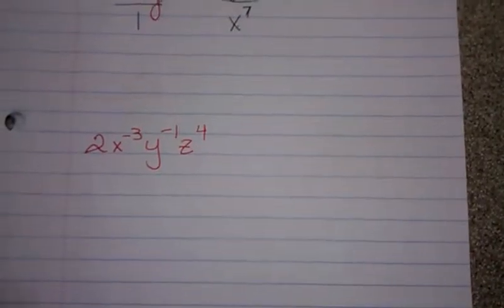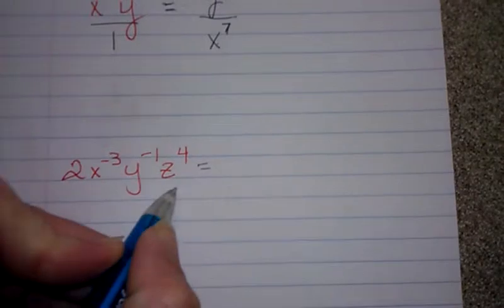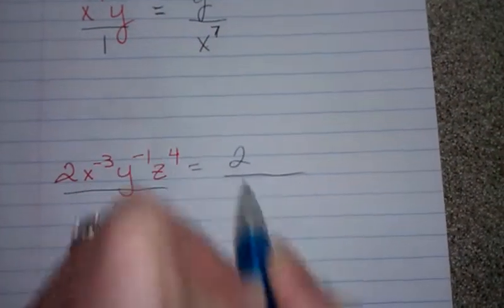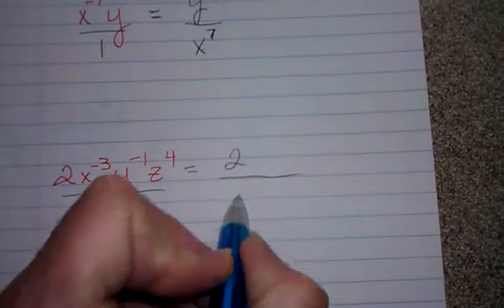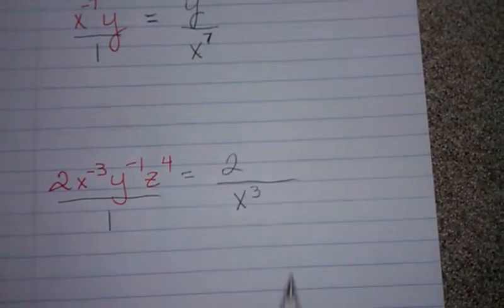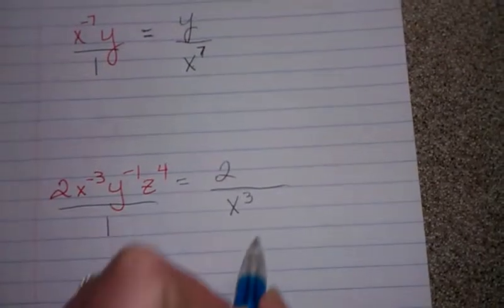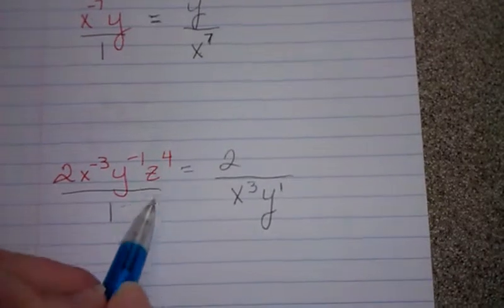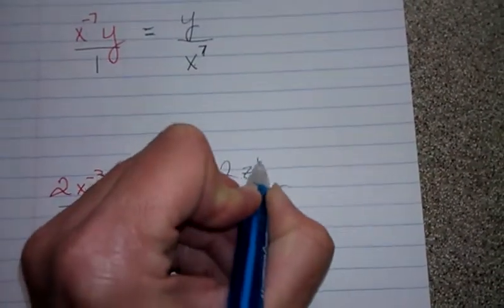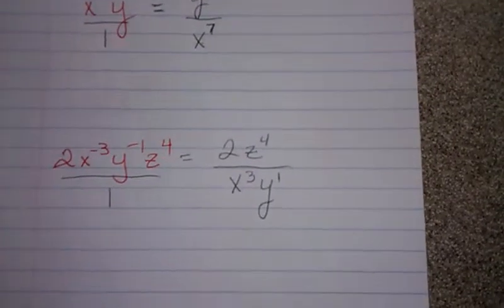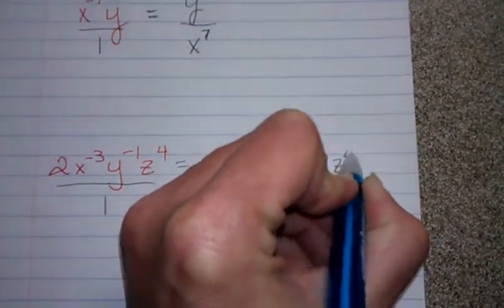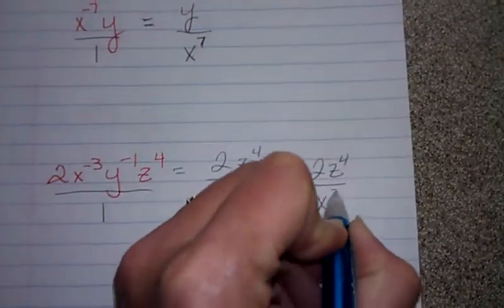So this next one, if I wanted to rewrite that, I could, because this is all really over 1, I could write it as 2 x to the negative 3. If I wanted it to be positive, I'd put x to the third power. Y to the negative 1, I can write y to the first power or just y. Z to the fourth, that's positive, so let's just leave it alone. So you could write it like this, or without that 1 on the y. 2z to the 4 all over x to the 3 y.